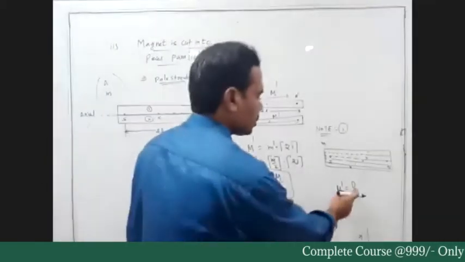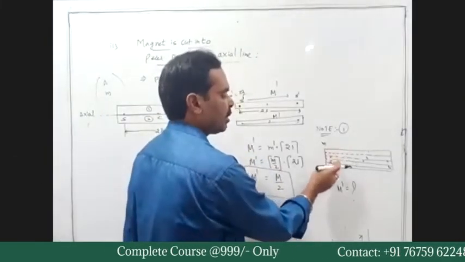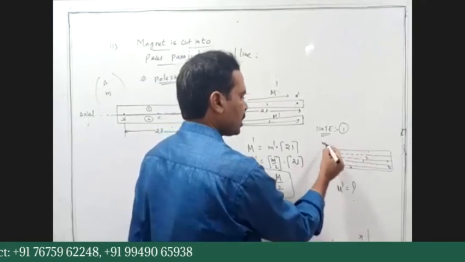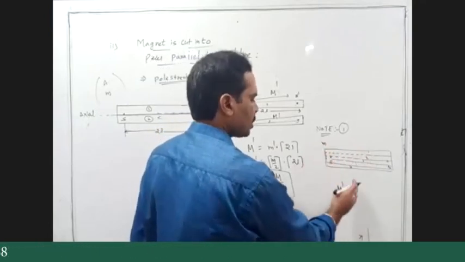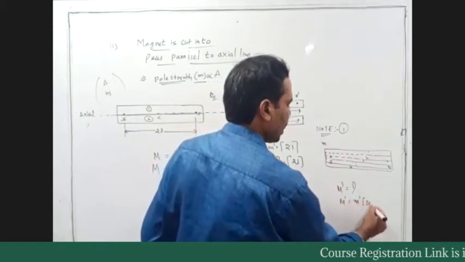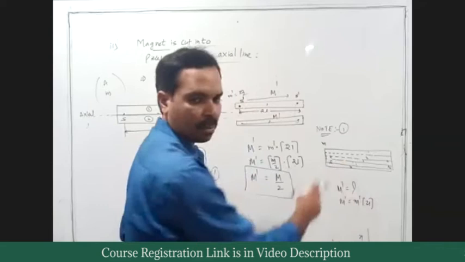Then M dash is equal to what, if it is divided into x parts now? So now the new pole strength is m dash, and the new magnetic moment is m dash into 2l.